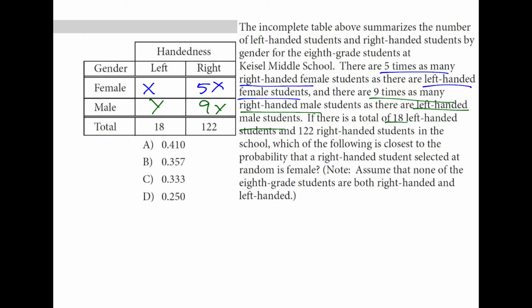If there's a total of 18 left-handed students and 122 right-handed students in the school, which of the following is closest to the probability that a right-handed student selected at random is female? So if I was to translate this into a system, I could say x plus y is equal to 18. And I could say that 5x plus 9y is equal to 122.